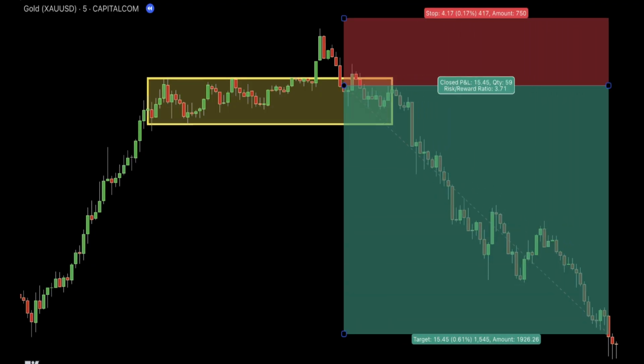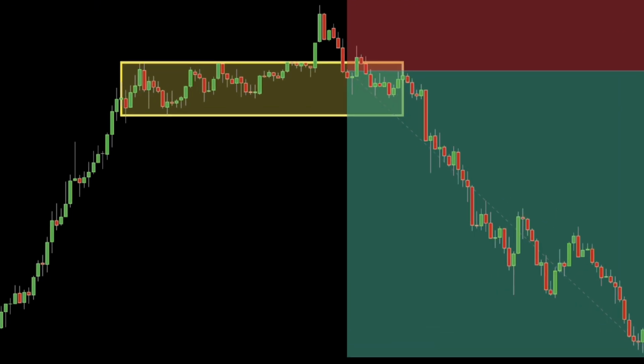The market moves downward and hits your target, confirming a winning trade with a solid risk-to-reward ratio.